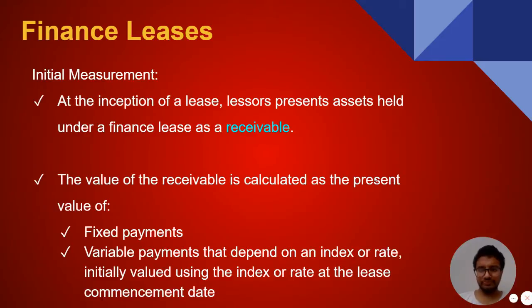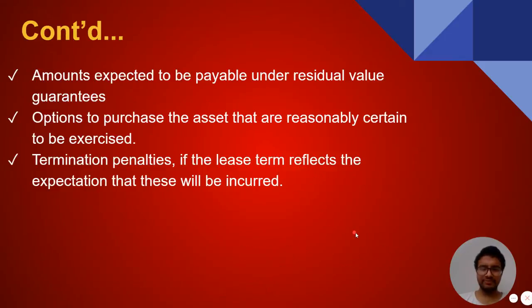Okay, so as we had already discussed earlier, fixed payments, variable payments, right? And then your residual value guarantee amount, right? So options, and then your termination penalty. All these things will be included within the receivable. So that will be the same amount which will be recognized in the balance sheet of the lessee as well, right? So the amount will be the same. Okay, you can tally it as well.